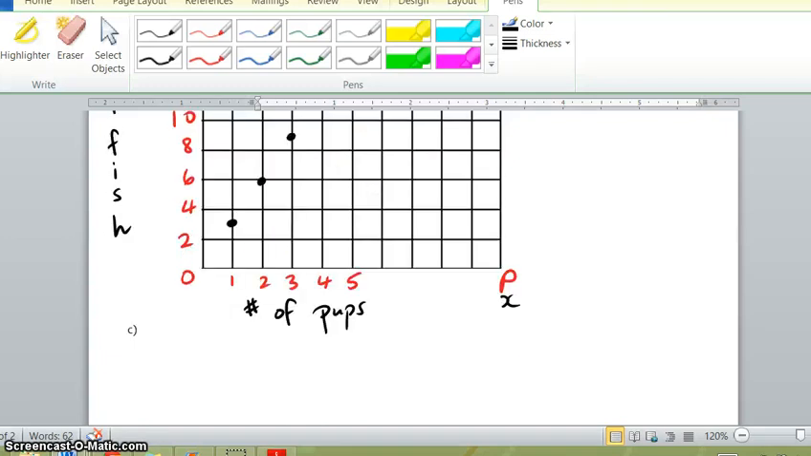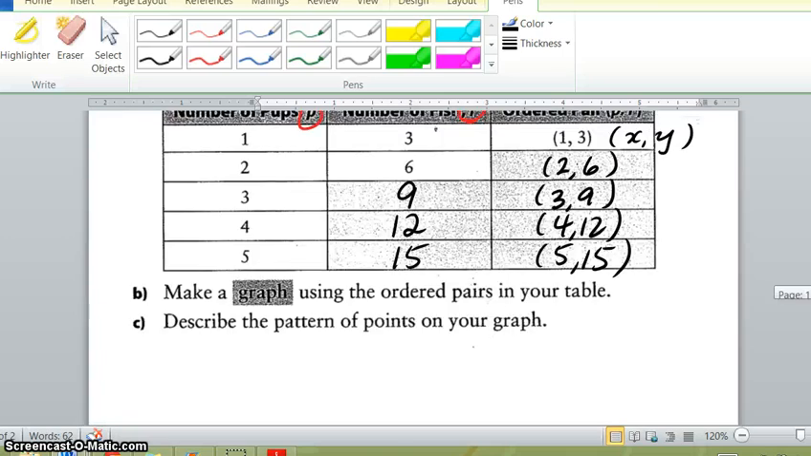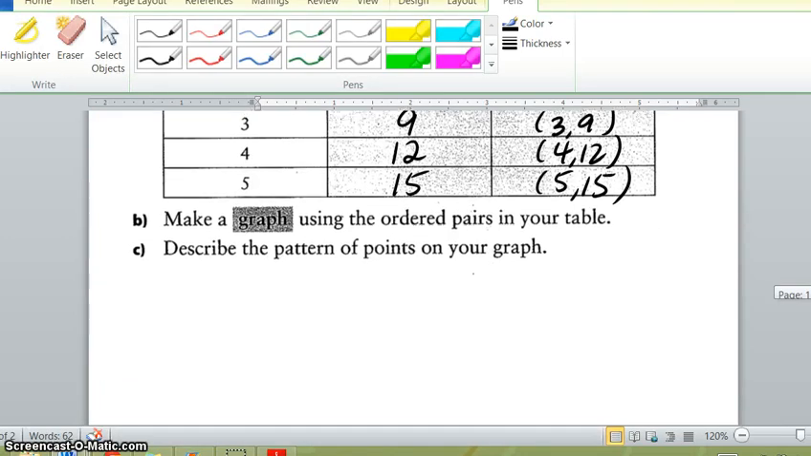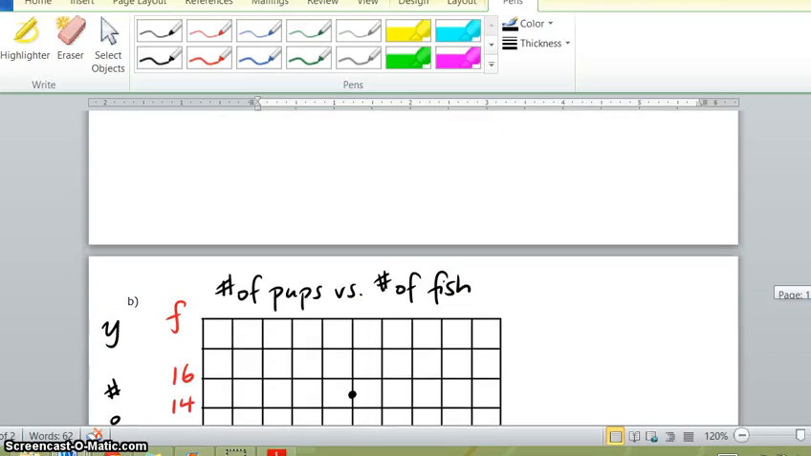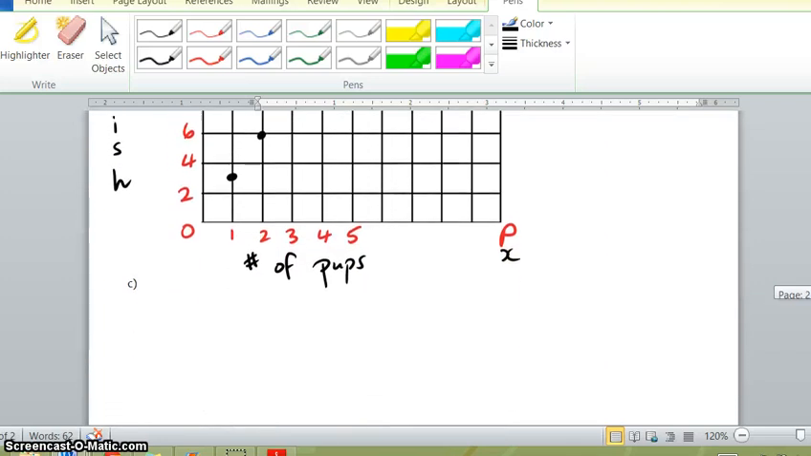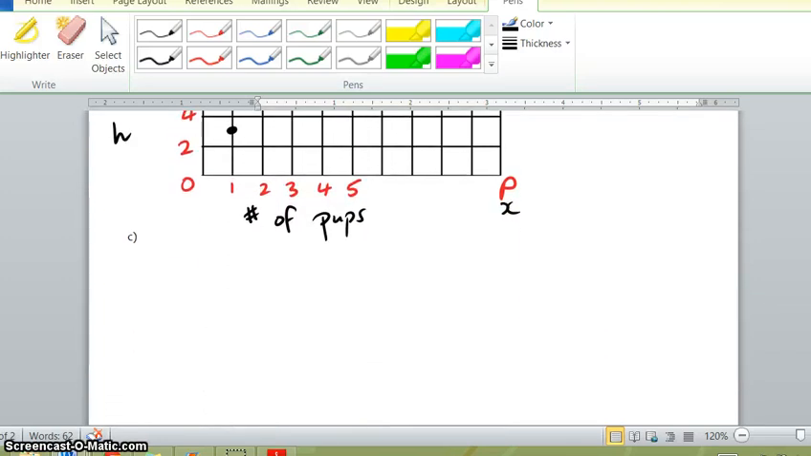Okay? Now, if we go back up to question C, C asks you to describe the pattern of points on your graph. And the book actually gets into 3 different methods. So this is part C. We'll do method 1 first. Method 1 in describing the pattern.